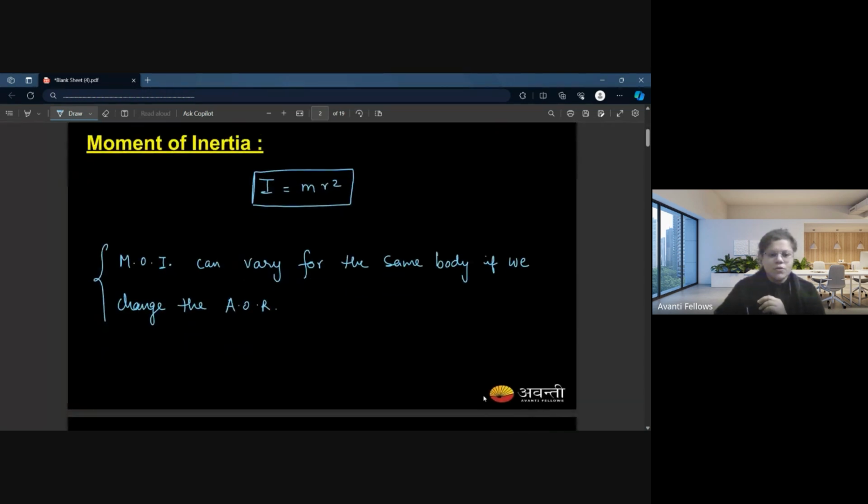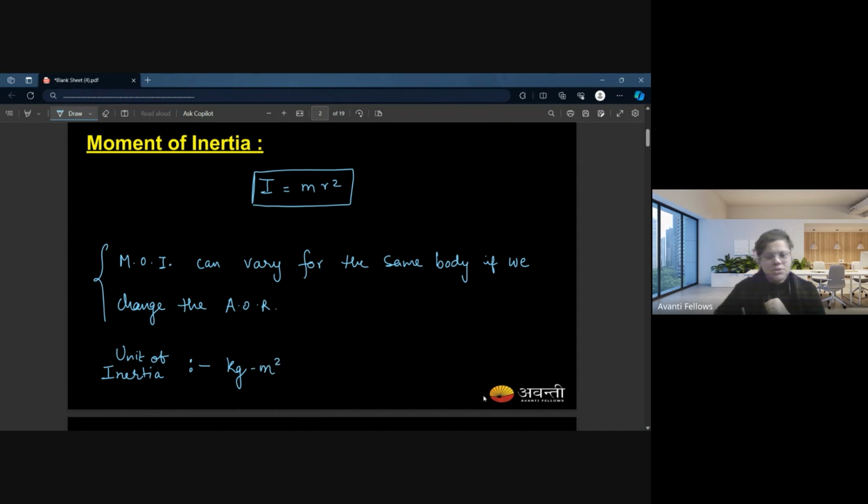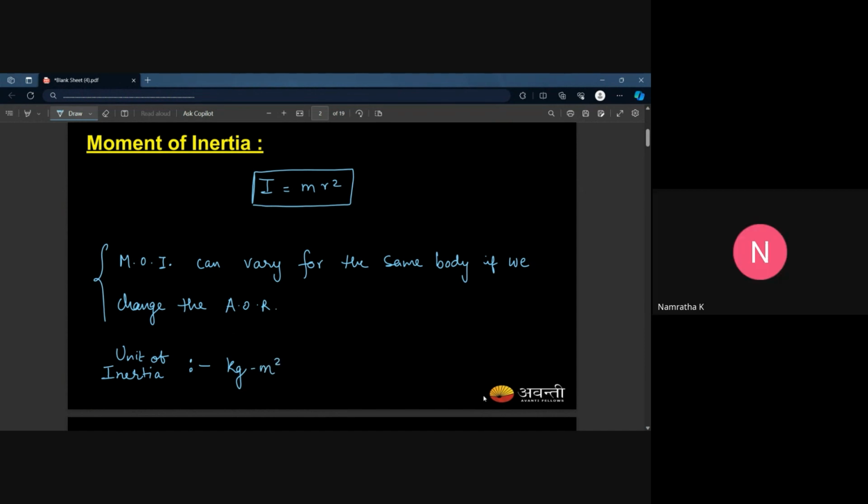What is the unit of moment of inertia? Then I'll come to that topic. What is the unit of inertia? Kg meters. I think meter is squared, right? Yes, ma'am. Kg meters squared. Okay.